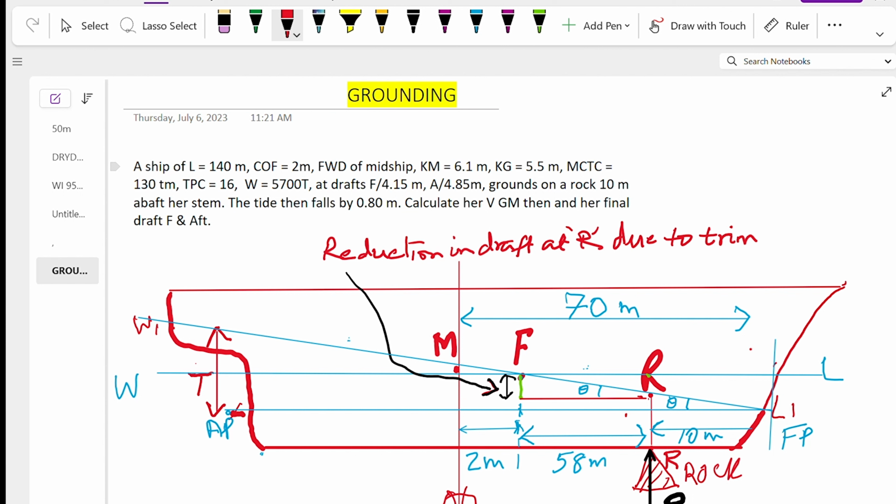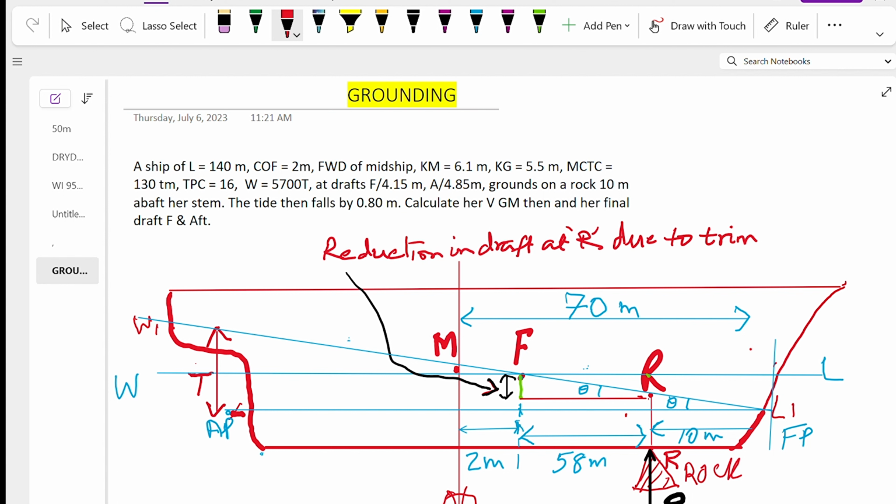What will be her virtual GM after the fall of tide, and final draft forward and aft at the end of the drop in water level? If you see this diagram, we use the knowledge that the point at which the ship is grounded is marked R here. You can see this R on the keel plate. This is a position point on the ship's keel plate R, where she has struck the rock. She is grounded at this point on the rock.